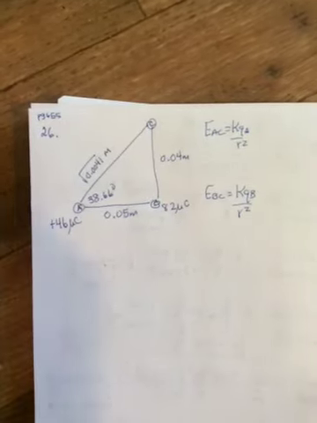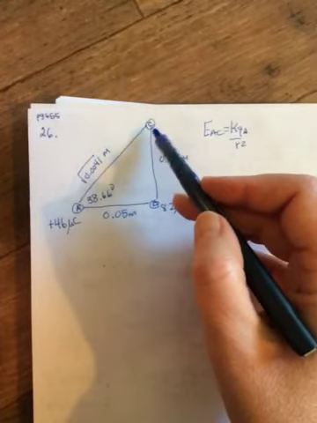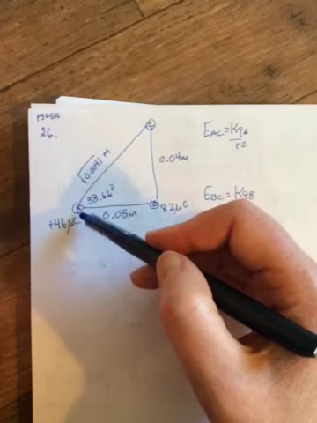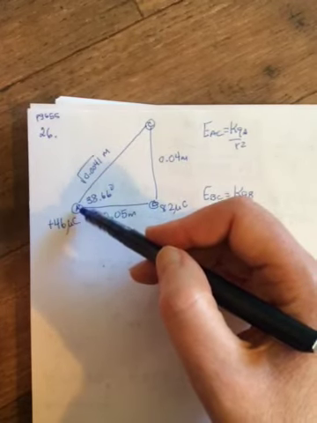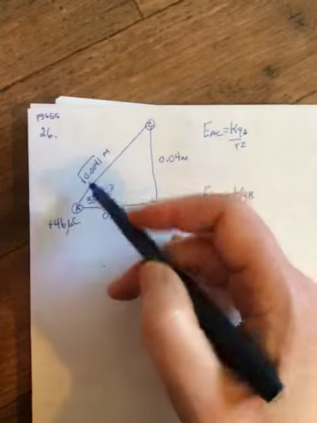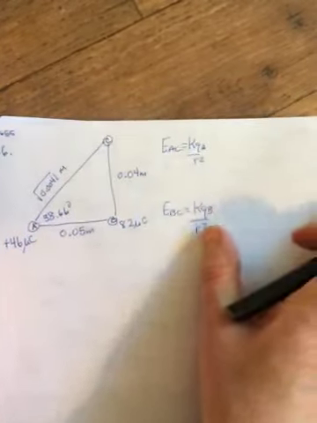Okay, so question number 26 on page 655 is asking you to find the total electric field at point C being caused by the charge at A and the charge at B. So our first step is to find the electric field from A at C, and we just totally ignore B.